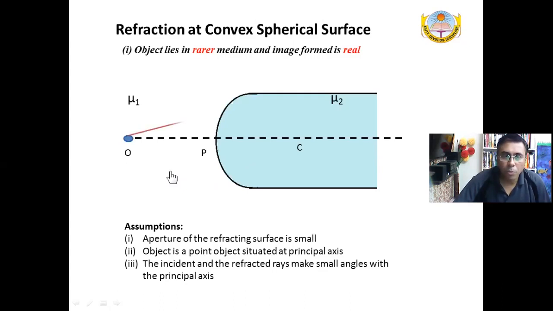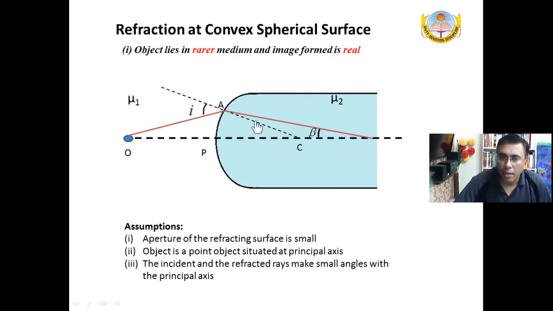Now the incident ray from object O strikes the refracting surface over here, say at point A. Now from point C, if I join A, then this dotted line represents the normal. Now this angle will be your angle of incidence, which we represent by i. Since the ray is traveling from rarer towards denser medium, at point A the refraction will take place and the light will bend towards the normal.